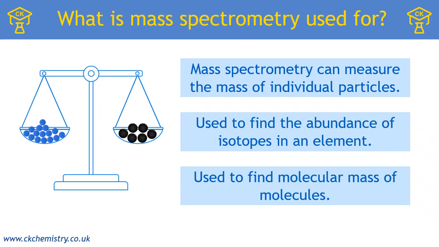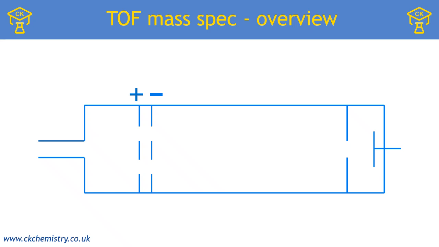There are many other uses of mass spectrometry, as you might expect. What you learn at A level isn't everything, right? So there are lots of other ways that it is used. There are also lots of different types of mass spectrometer, but we are going to look at something called time of flight. So let's just do an overview first, and then we'll go into a bit of detail on the bits that you need to know more about.